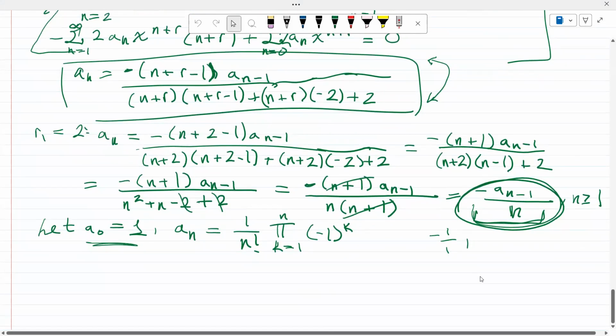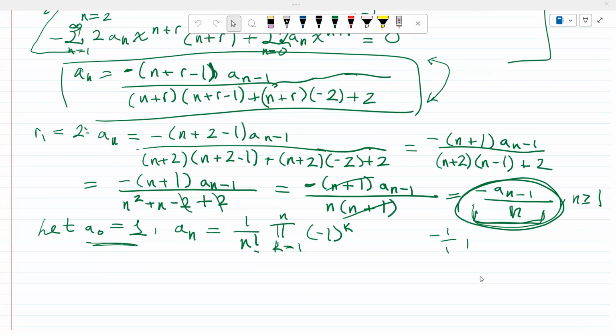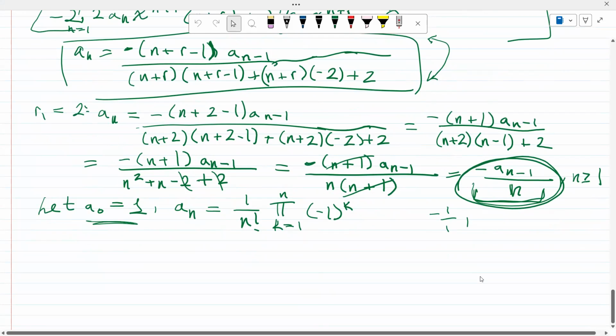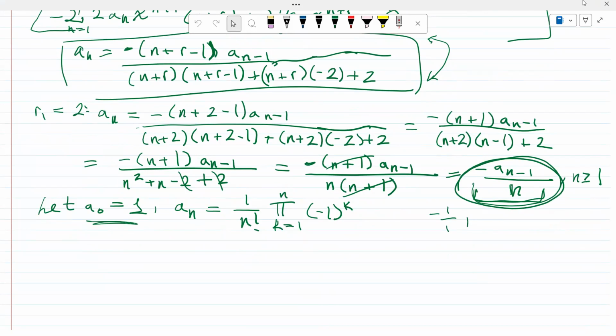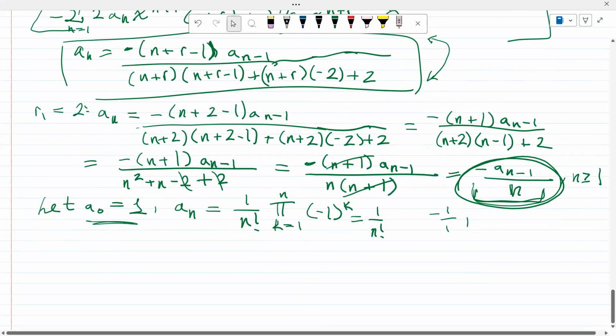Should it be just negative 1 to the n? Negative 1 to the n. Oh, yeah. That would be a simpler expression than having this here. I mean, you could simplify this further to get 1 over n factorial times negative 1 to the n. Yeah, that does work. Thank you for pointing that out.